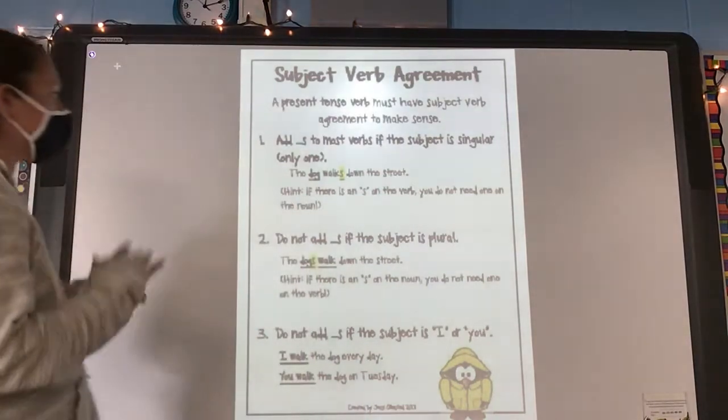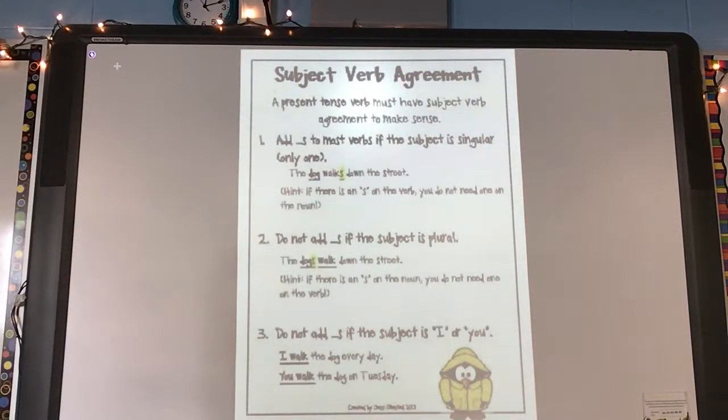All right, so a present tense verb must have subject-verb agreement to make sense, okay? And that's why I always talk to you guys about in your writings, listen to them in your head, say them out loud, because a lot of times it will sound funny, okay? So those subjects and verbs, if they're not agreeing with each other, if you have the wrong tenses, it will usually sound funny. You add S to most verbs if the subject is singular, meaning only how many?